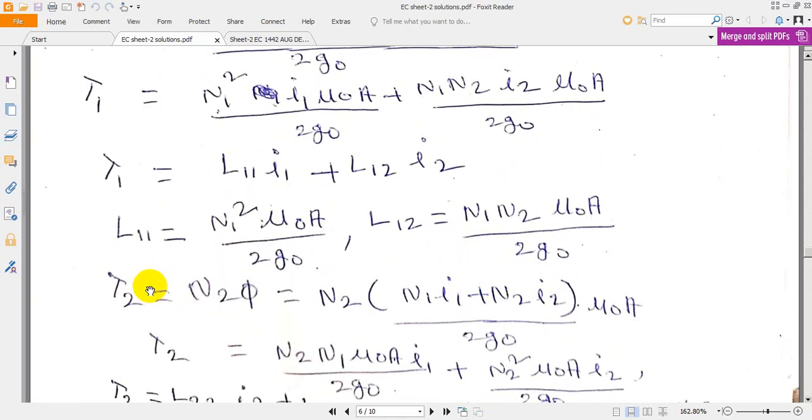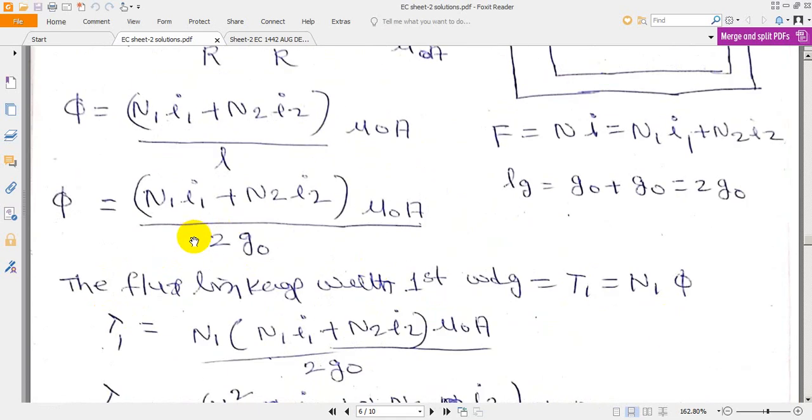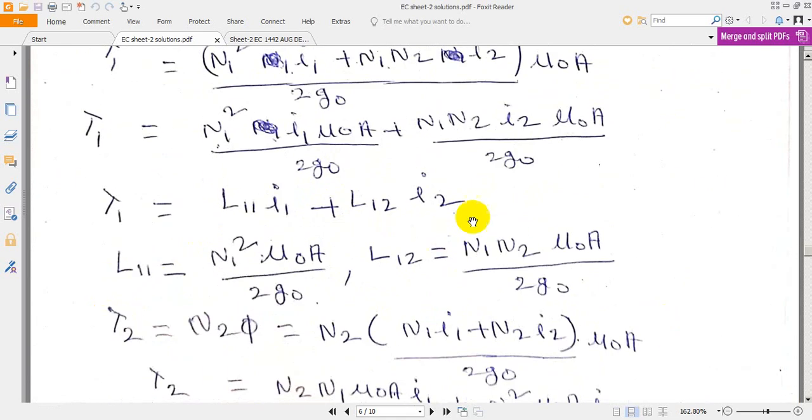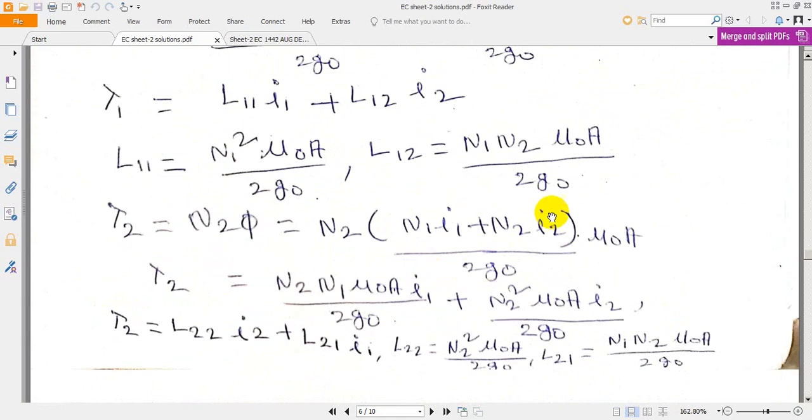Similarly, with the flux linkages because of coil 2. Coil 2 has number of turns N2 into the total flux which is flowing. N2 into the flux which is flowing, we have evaluated here. Substitute this parameter here, and then you will get N2 N1 mu naught A I1 divided by 2G0 plus N2 square mu naught A by 2G0 into I2.